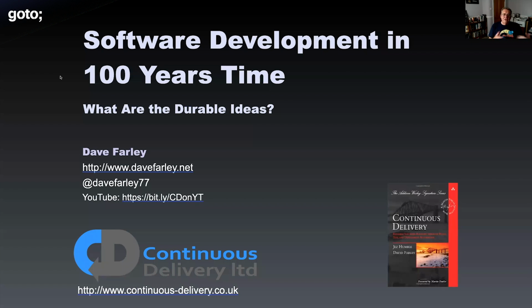The other angle to this is I'm assuming that we'll be better at it in 100 years' time. So what are the things that are going to allow us to create bigger, more complicated, more advanced systems than we do today, that we could perhaps predict? And really that's the theme of my talk this morning.